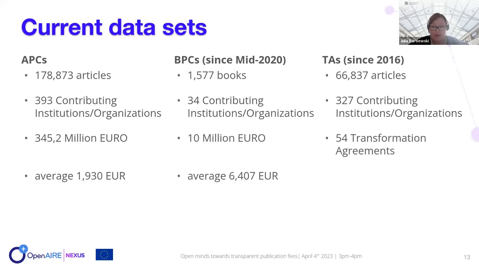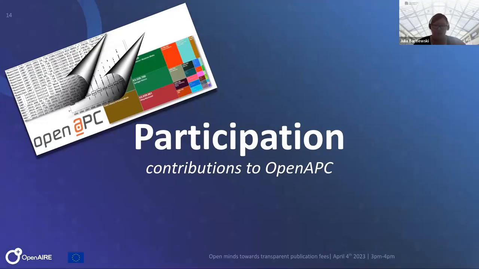in our context. So finally, a short overview of our so-called TA data set, which provides information on publications within transformative agreements. Here we have data on over 66,000 articles submitted by 327 institutions from 54 different agreements. So that will do for a little overview. I now hand over to Christoph, who will present to you how to contribute to OpenAPC.